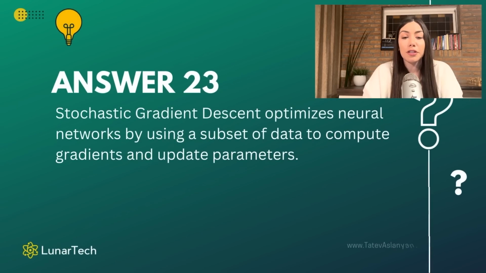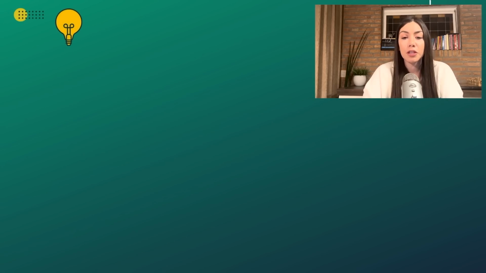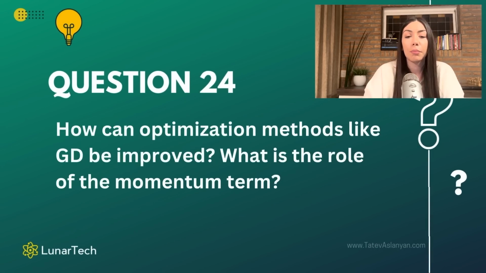So the next question is, how can we use optimization methods like SGD, but in a more improved way? How can we improve SGD, and what is the role of the momentum term? Whenever you hear momentum and SGD, try to automatically focus on SGD with momentum, because SGD with momentum is basically the improved version of SGD. And as long as you know the difference between SGD and GD, it will be much easier for you to explain what SGD with momentum is.